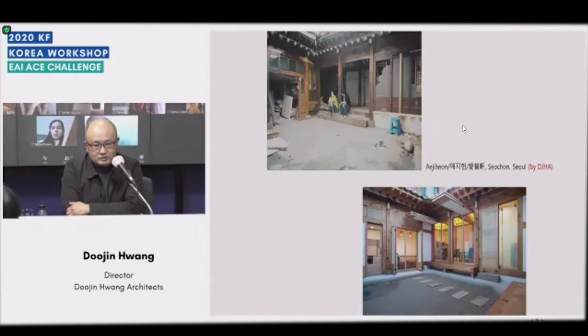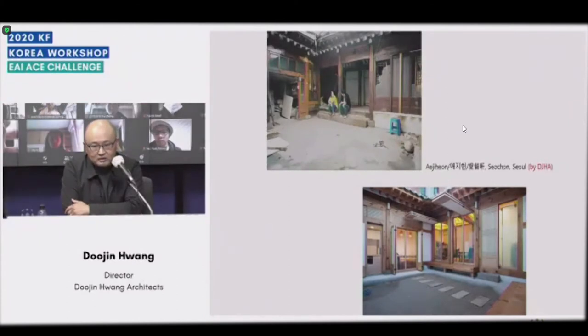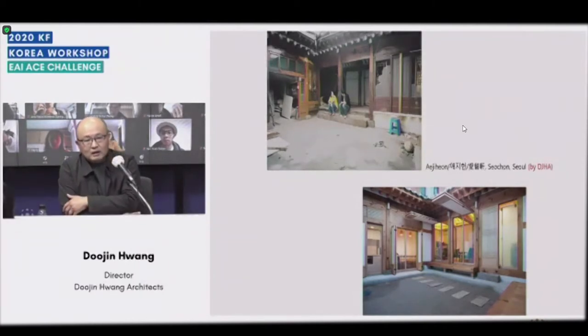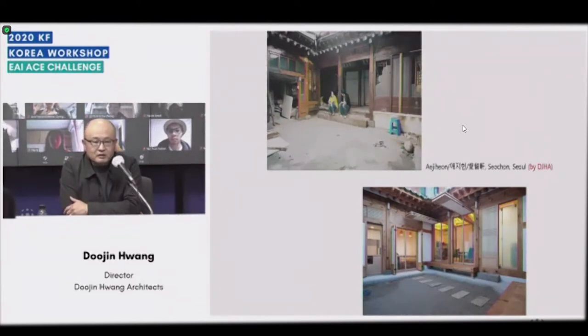Look at these two pictures. These are one of our past projects called Echihan. It's in Seocheon, the area to the west of Gyeongbok Palace. I'm sure you probably know about this area quite well. Many years ago, about 7 or 8 years ago, a very young couple, a man and a woman, visited our office. You can see them in the middle of the picture on the top.